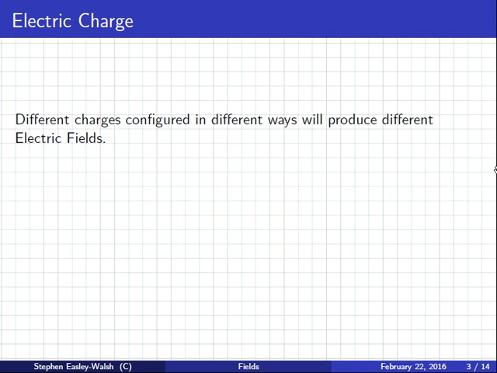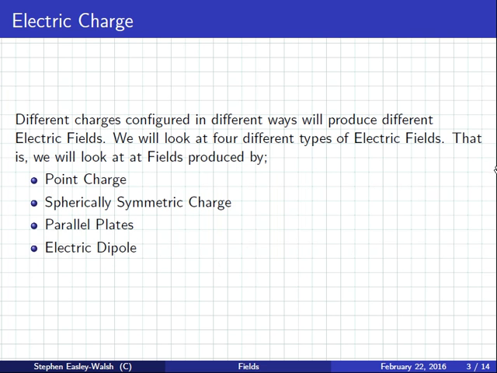Anyway, different charges configured in different ways will produce different electric fields. We'll look at 4 types which you can get in the exam. The 4 types, which you should note, are a point, a sphere, parallel plates and a dipole. Now we'll see the graphs in a moment, but I want you to write the 4 names of the possible configurations you could have. Types of electric field. Well, more like electric field configurations.